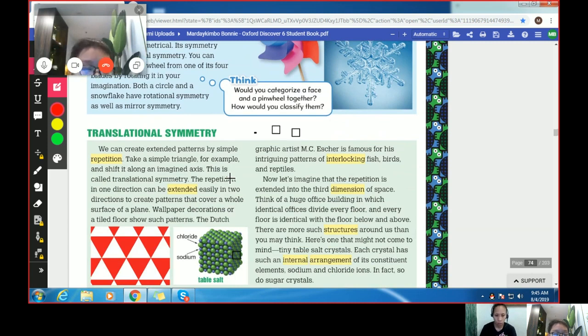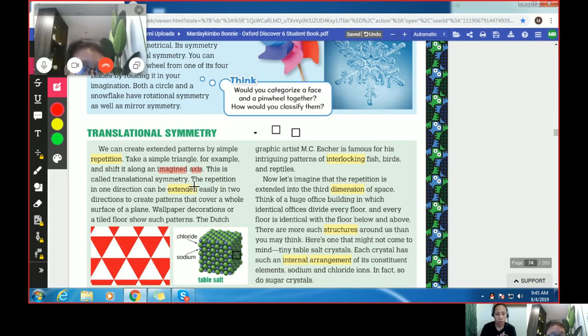Next. Translational symmetry. We can create extended patterns by simple repetition. Take a simple triangle, for example, and shift it along an imagined axis. This is called translational symmetry.